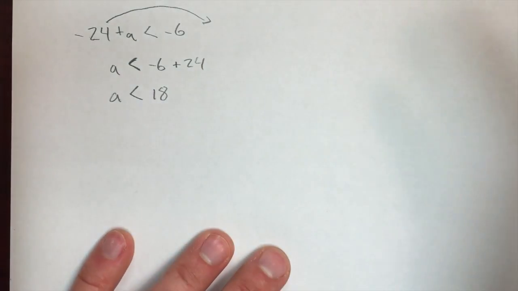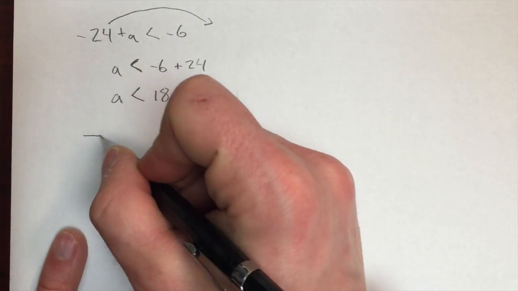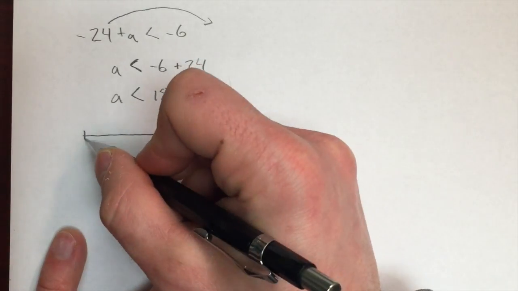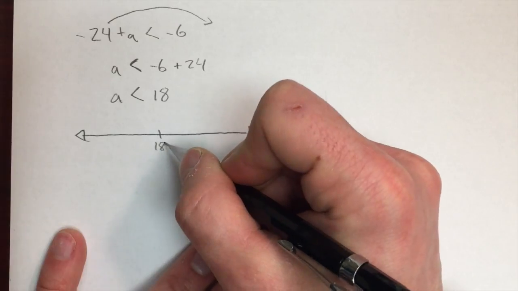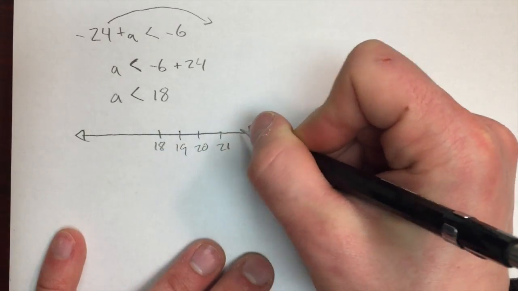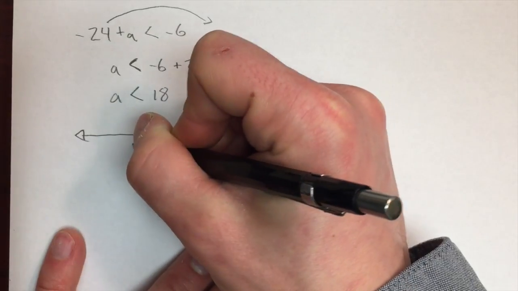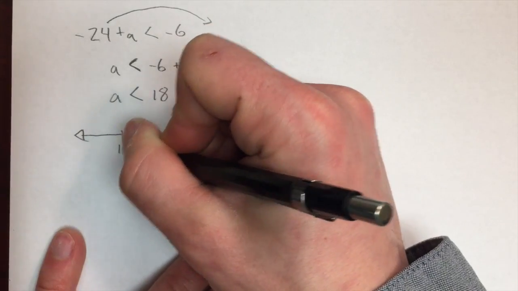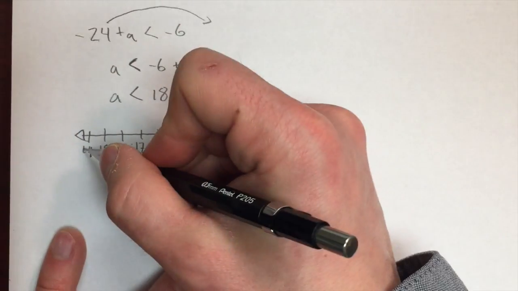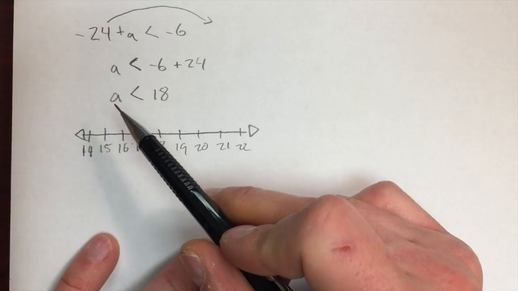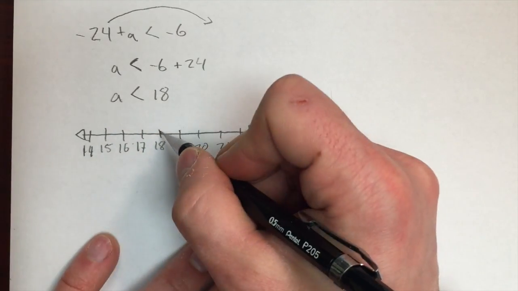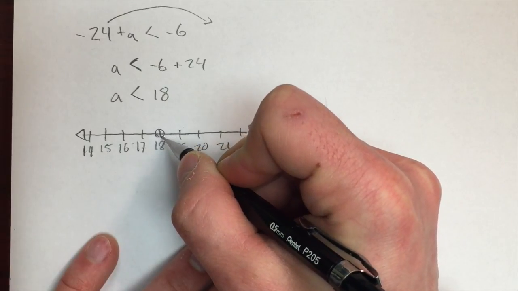All right, so I want to graph that. Let's make a number line. Put 18 around the center. Go up a couple numbers, 21, 22. Go down a couple numbers, 17, 16, 15, 14. So a is less than 18. We're working with 18, so I'm going to circle 18.